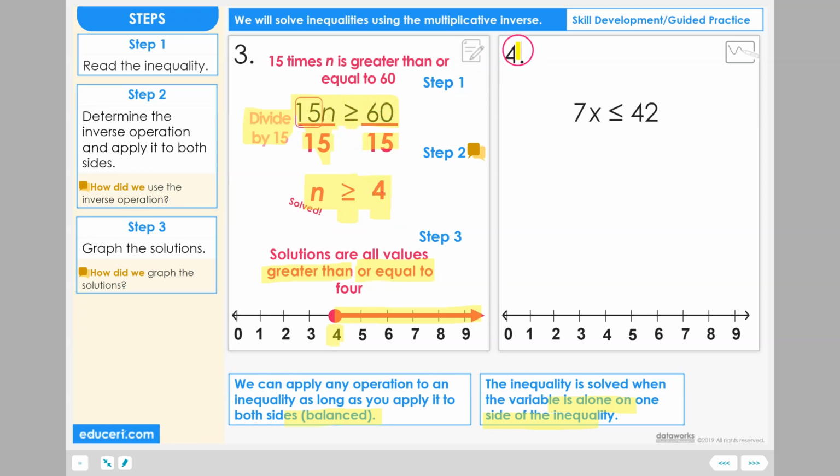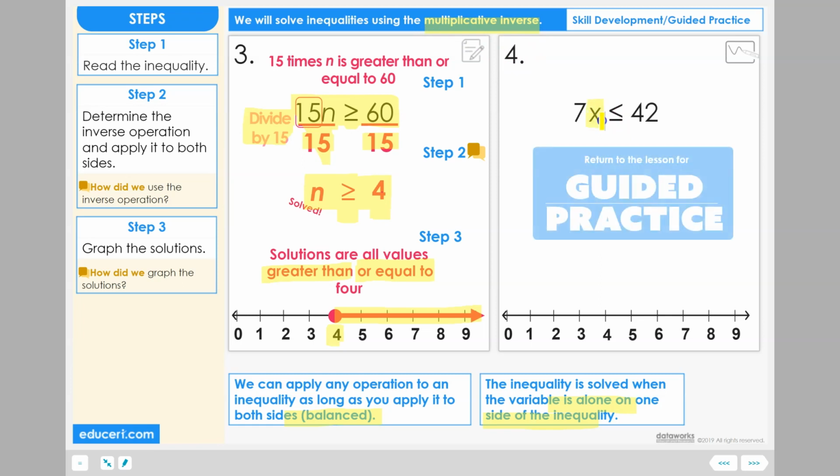You are now ready to solve the inequality in problem number 4 using the multiplicative inverse to solve for the variable x.